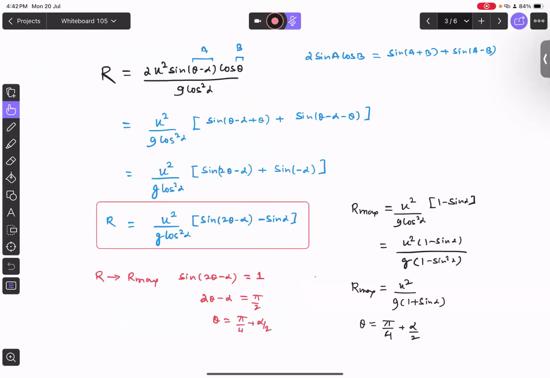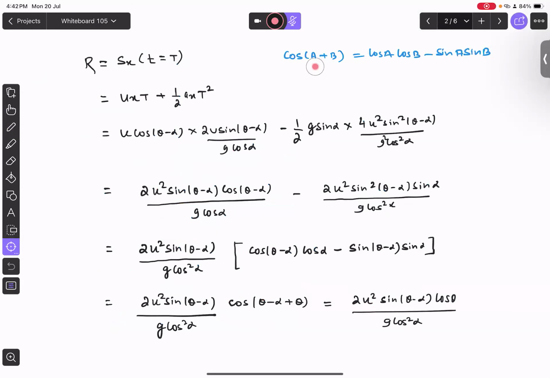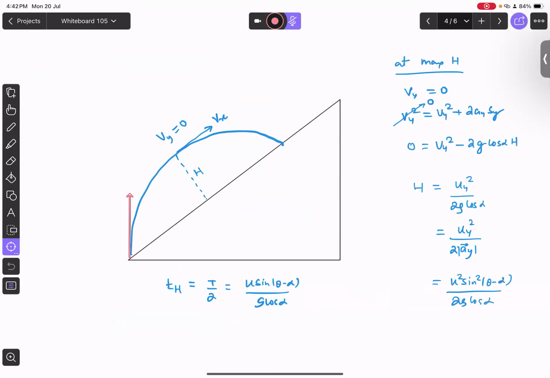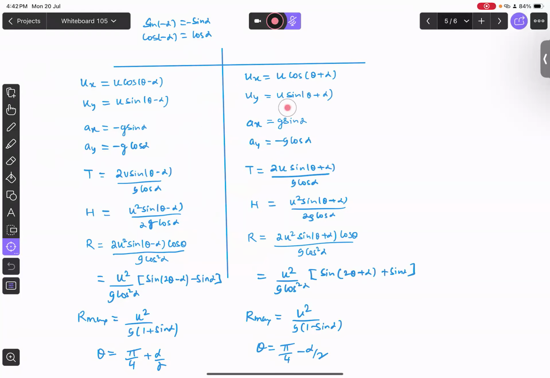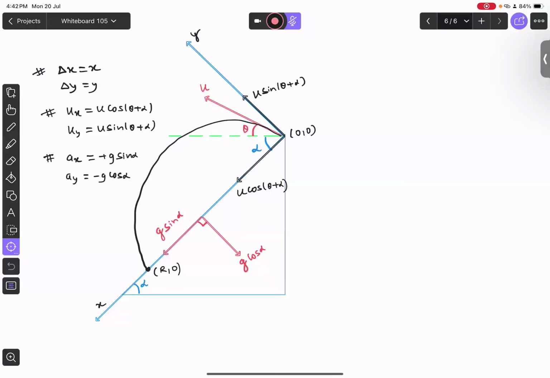In here, I'm using this formula, cos A plus B. In that derivation, you will use the formula of cos A minus B. Apart from that, everything will be literally same. Okay, so derive that result. You know the result already, just derive all of this on your own. Okay, so tell me any more doubts.